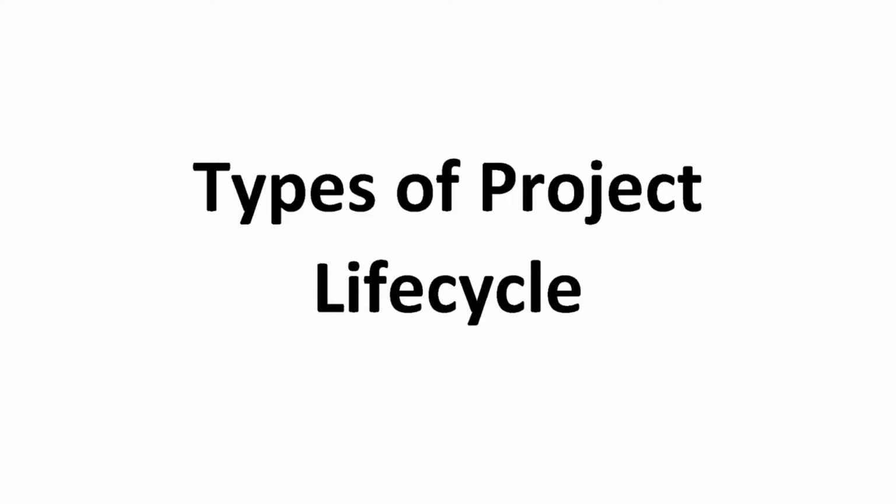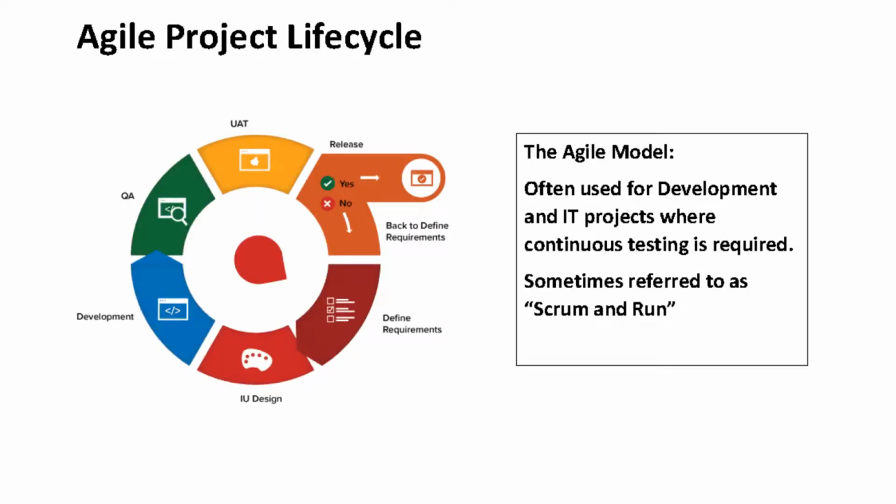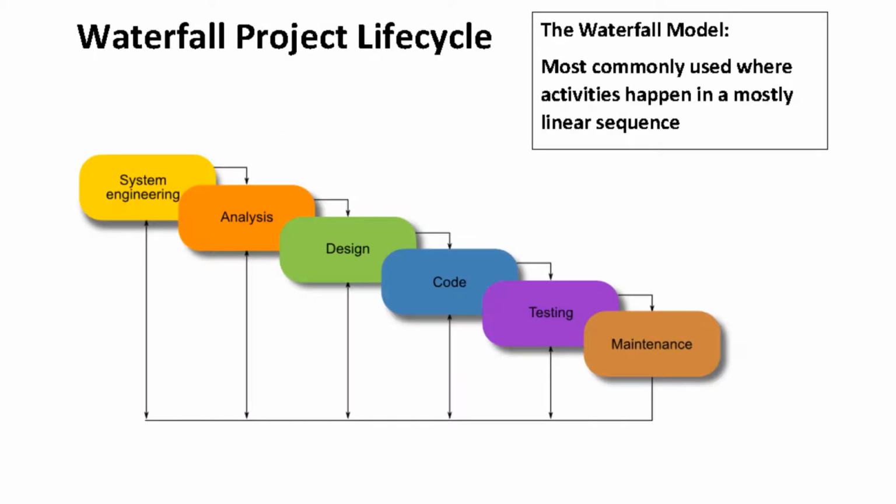So generally, there are 2 types of project lifecycle. There's the agile project lifecycle, often used for research and development projects and IT projects, where there's a continuous assessment of whether the project has met the objectives. The second type is the waterfall model, sometimes referred to as the cascade. This is a more generally used model for projects and creates a very linear path from start to completion.